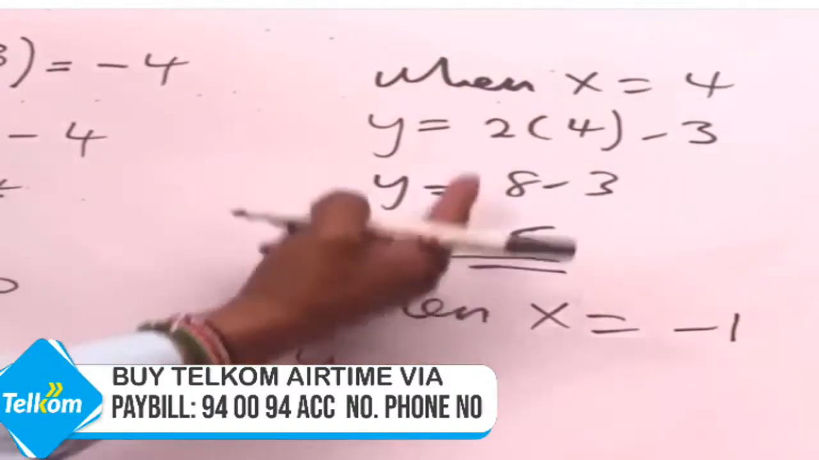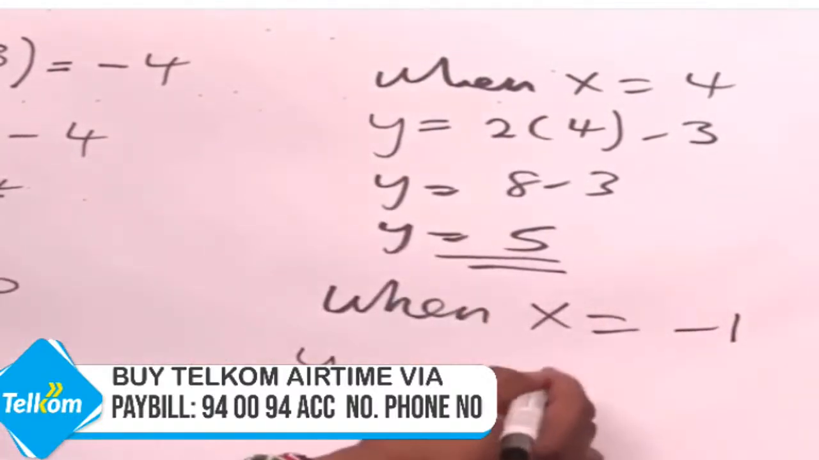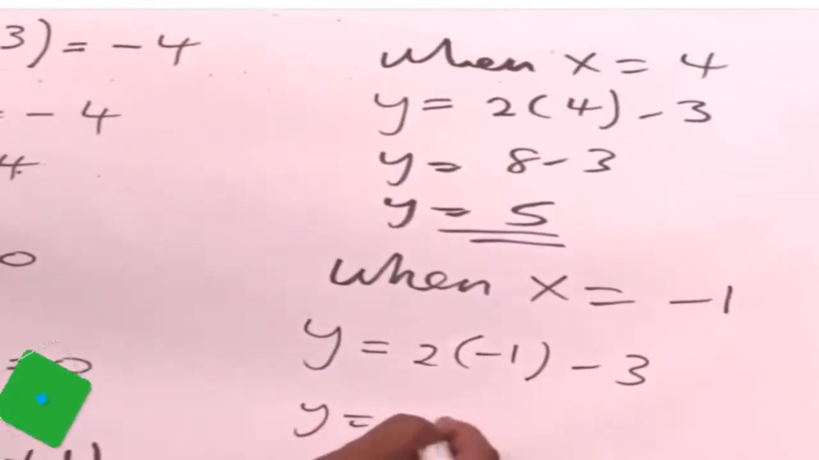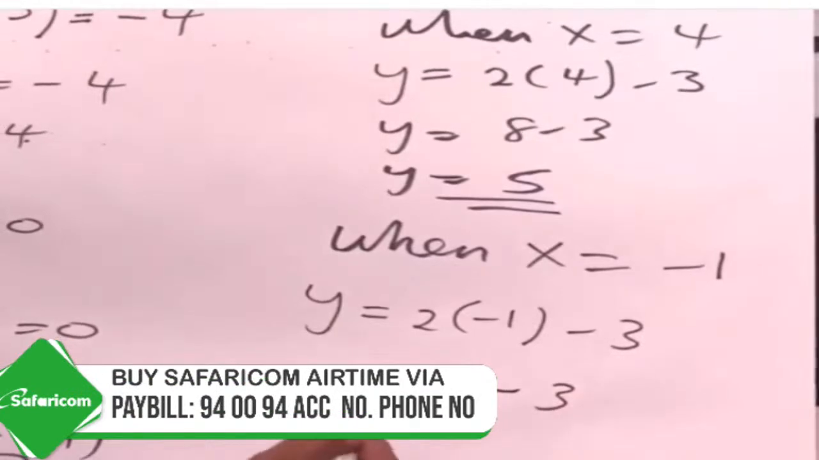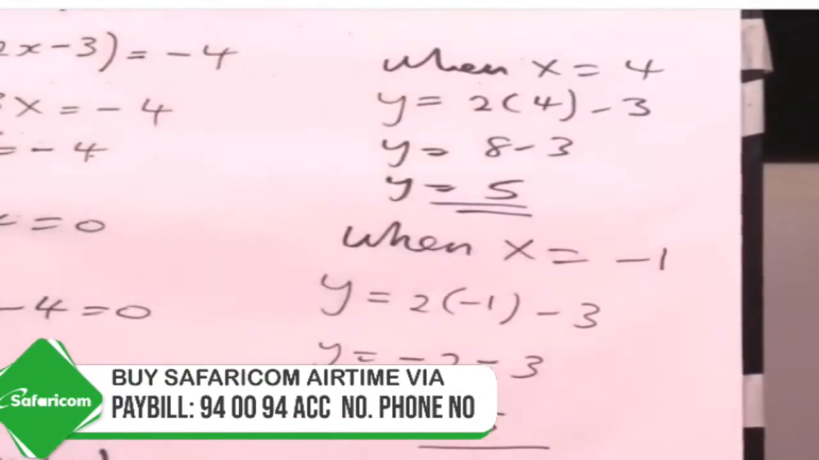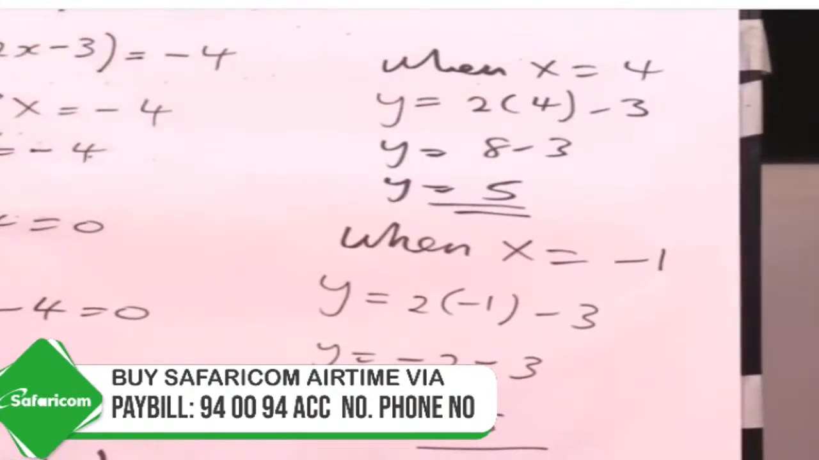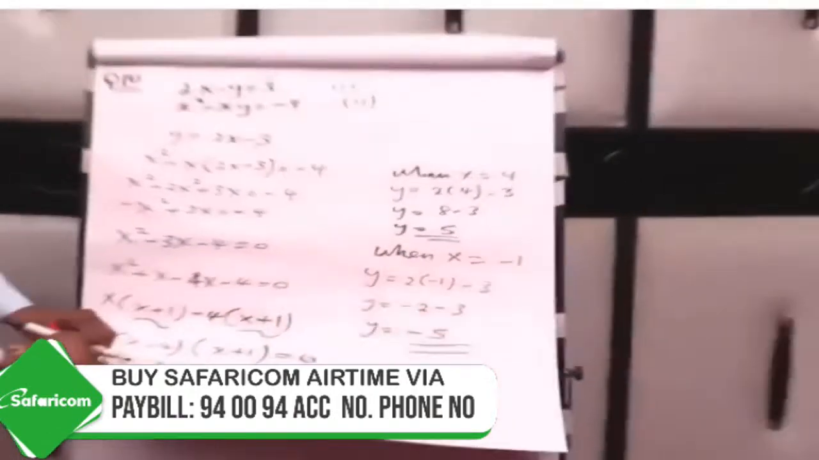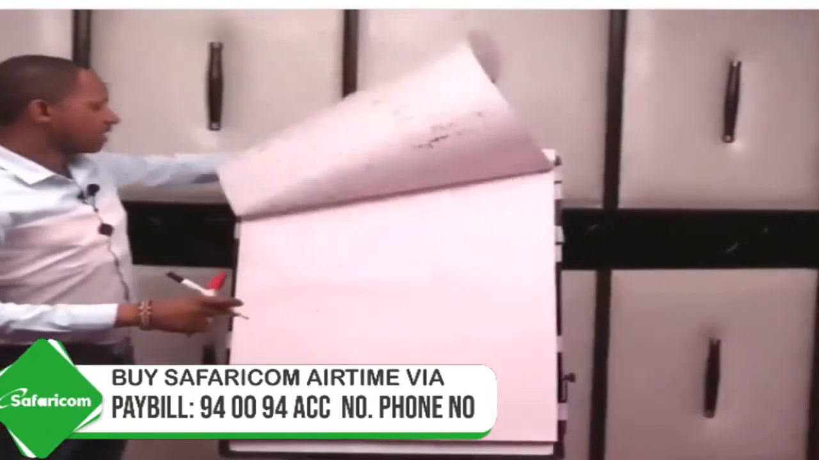y will be equal to 2 into minus 1 minus 3. So y equals 2 times minus 1, which is minus 2, minus 3. So y equals minus 2 minus 3, which is minus 5. So these are the values of x and y. When x is 4, y is 5. And when x is minus 1, y is minus 5. Very easy. Question number 11.